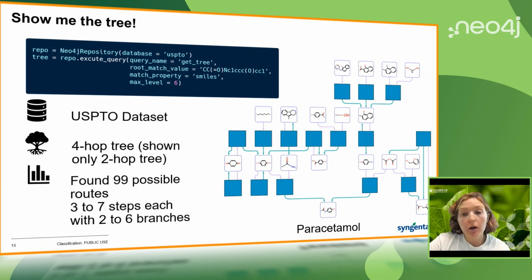You can also run basic statistics on the fly. For example, I found 99 possible routes which have between 3 and 7 steps each, and 2 and 6 branches each. We created this graph by using a subset of USPTO curated by MIT. And so all the reactions were atom-to-atom mapped.